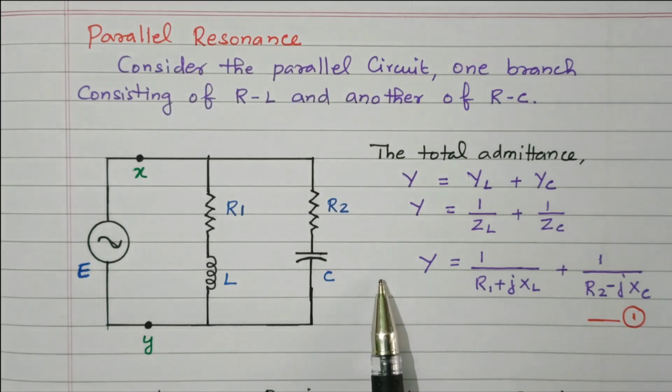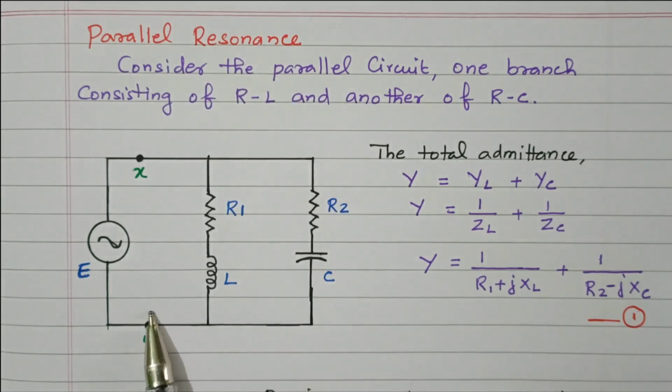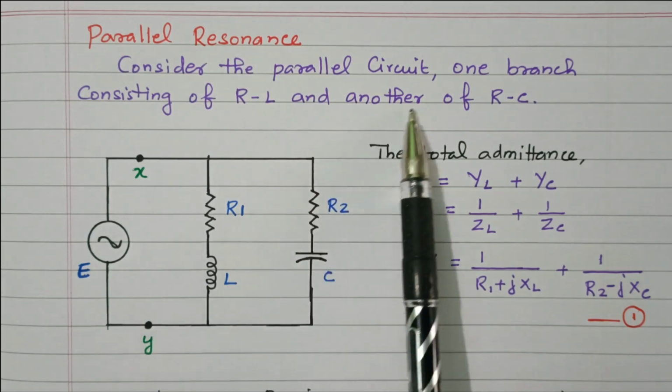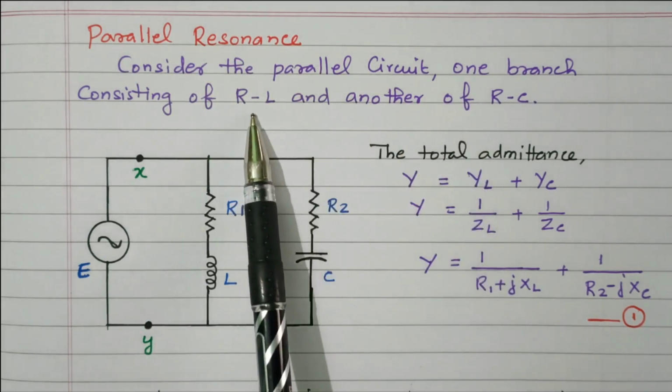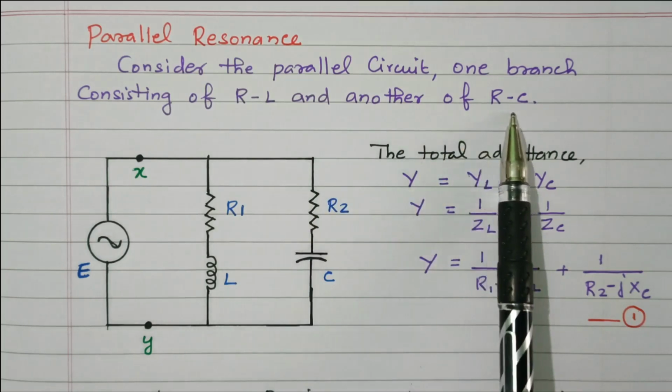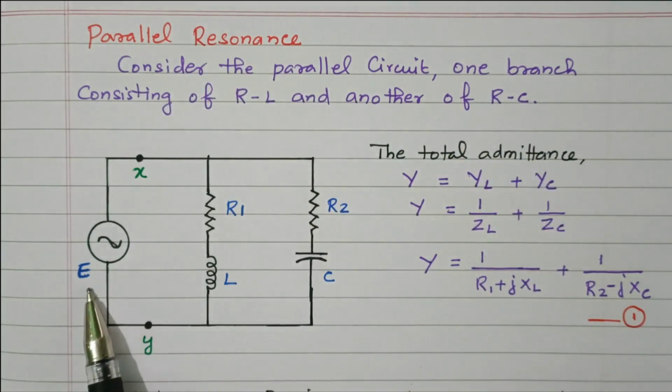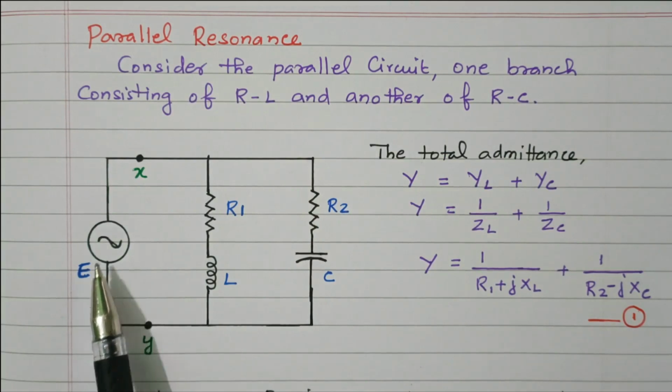Now we'll go to the topic parallel resonance. Consider this parallel circuit. In one branch R and L is connected, in another branch R and C is connected. So this is the supply voltage. So AC supply is given. The two terminals X and Y.